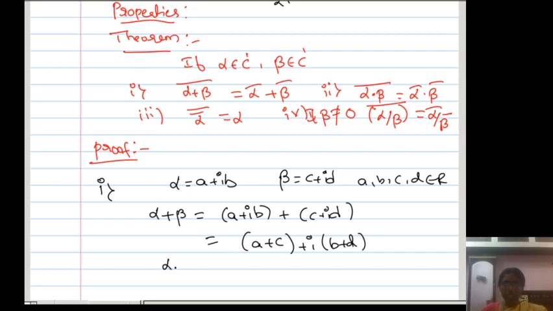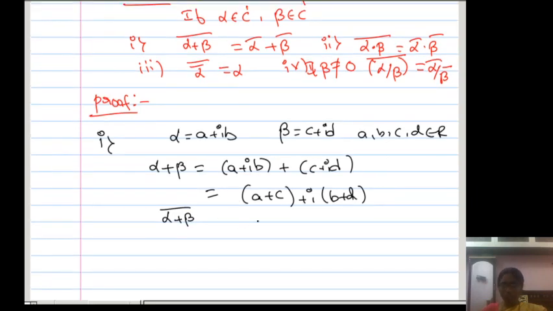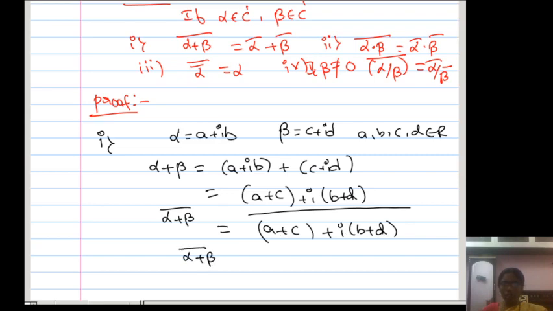Now tell me, what is (alpha plus beta) whole bar? It means (A plus C plus i into B plus D) whole bar. Bar means what? Keep the real part, and for the imaginary part, replace i by minus i. So (alpha plus beta) bar is equivalent to A plus C minus i into (B plus D).